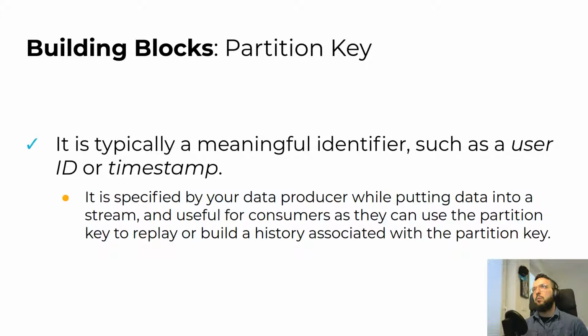I briefly talked about the partition key, but now it's time to investigate it more deeply. It is typically a meaningful identifier, and you can use a user ID, any kind of identifier, timestamps, and so on. It is specified by you when you are producing the data via the data producer, and it needs to be inserted into a stream together with the data. It's useful for consumers, as they can use the partition key to replay or build history associated with this particular partition key. So when you want to store the history of your entity, it is useful to use the partition key as your entity ID. In this case, you will be able to replay all events that are happening for a given entity on the consumer side.